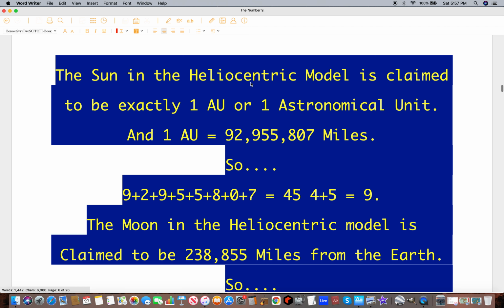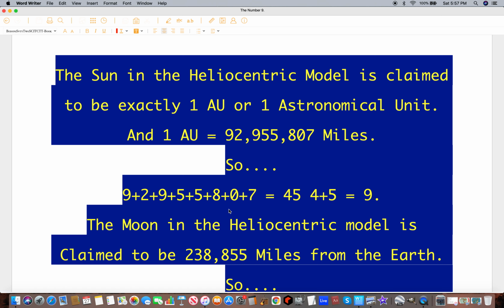The sun in the heliocentric model is claimed to be exactly 1 AU, or 1 astronomical unit. Okay, and 1 AU is 92,955,807 miles. So if we add all that together, we end up at 45. 4 plus 5 equals 9.